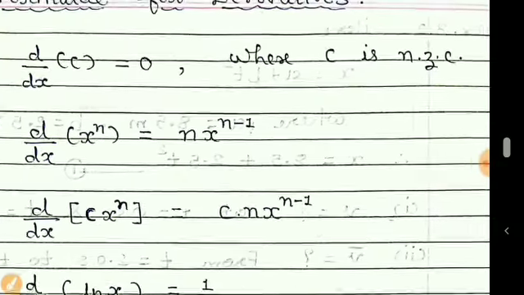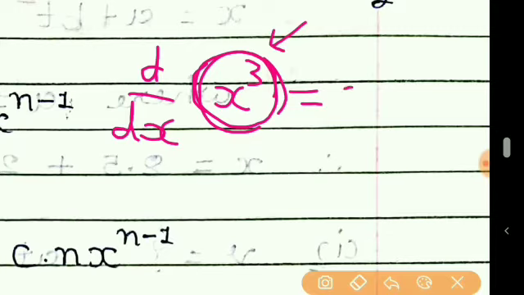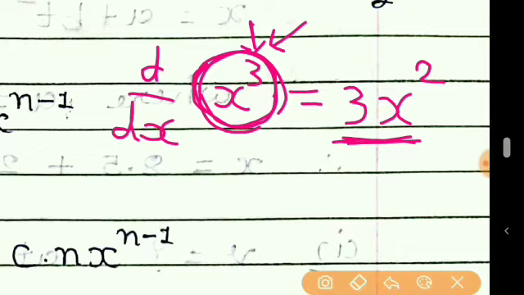Let us take one example so that you can understand it more. Suppose I want to find d by dx of x raised to 3, that is x cube. Differentiation of x cube: this 3 will be multiplied, then x raised to whatever the power is, reduced by 1. So 3 minus 1, that is 2. So 3x square is the answer. Means differentiation of x cube is 3x square.